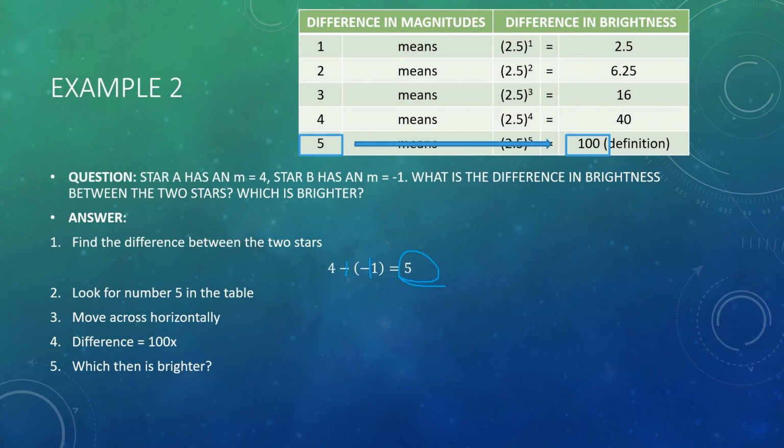So then, which star is brighter? Star B. Why? The closer it is to 1, the brighter the star is. This means brighter. And going this way means dimmer. So in this case, the higher the number, the dimmer the star.